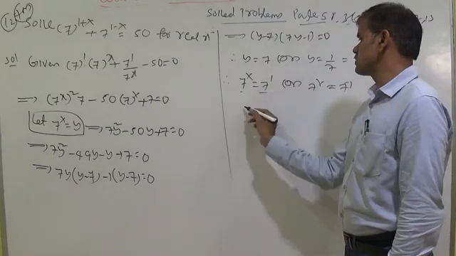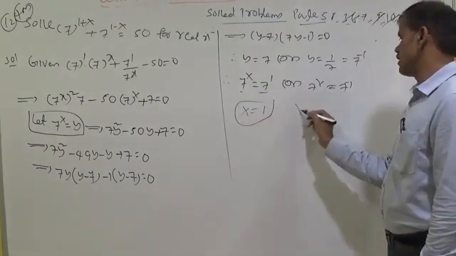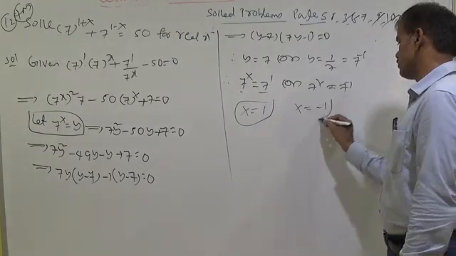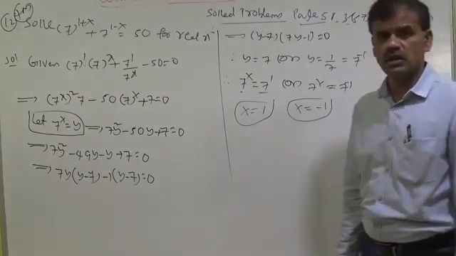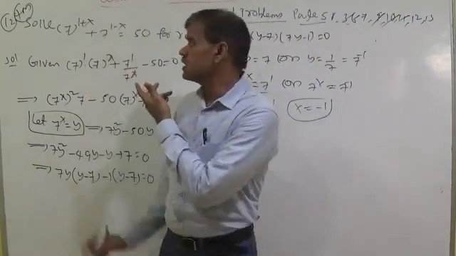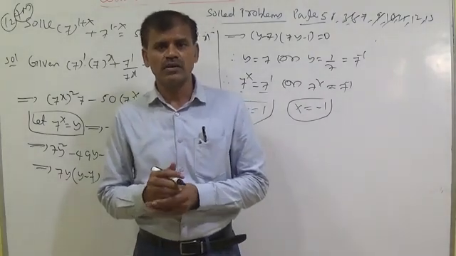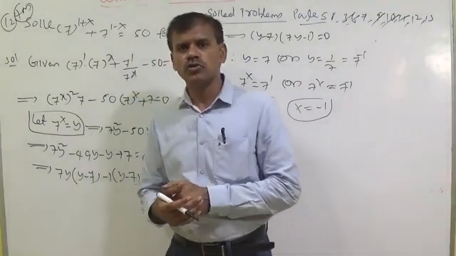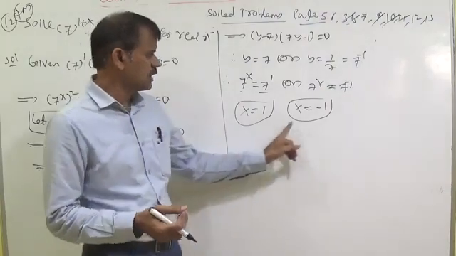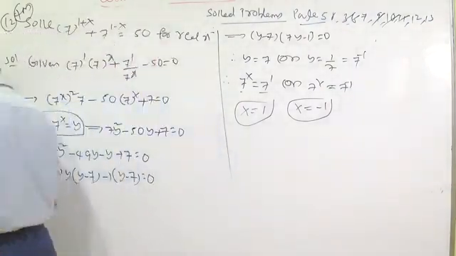Therefore, if the bases are equal, we can equate the powers according to algebra theory. So, x is equal to 1 or x is equal to minus 1 is the solution for real x. This is only real x. That means if you are getting a complex number in the form of alpha plus i beta, you don't consider that value. You should consider only x is equal to 1 or x is equal to minus 1 in real value manner.